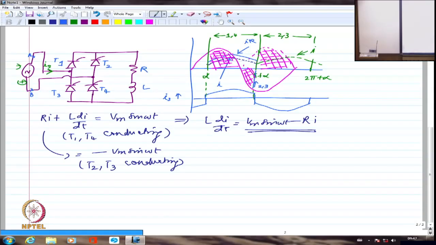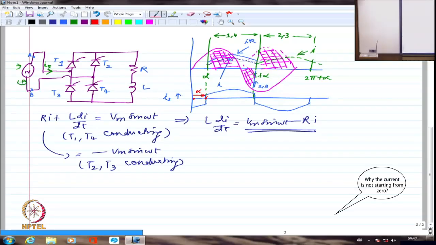So I will have the phase shift between the voltage and current to be actually alpha, because voltage had the zero crossing here, whereas current is having the zero crossing here. Right? So I will have the shift between positive going zero crossing of the voltage and positive going zero crossing of the current, and negative going zero crossing of the voltage and negative going zero crossing of the current. The shift is exactly the same because I have done symmetrical firing.